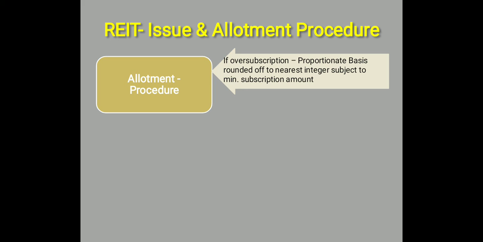Allotment procedure: if there is oversubscription, then allotment is on a proportionate basis as done for IPO and FPO, rounded off to the nearest integer, subject to the minimum subscription amount as prescribed and as specified in the offer document.